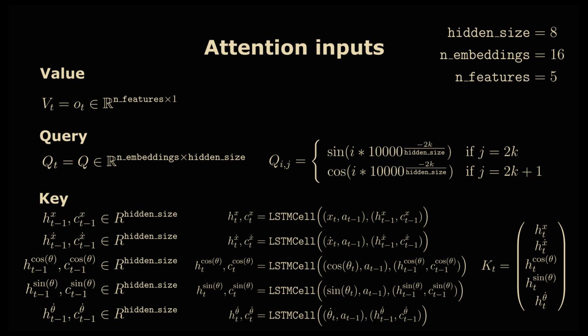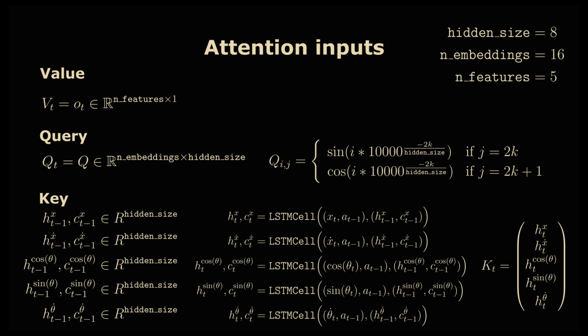Then we will have the query matrix, which is actually not going to contain any learnable parameters, and it will just be the so-called positional encoding. If you're not familiar with it, it is a way how one can encode the order information, and it is used heavily in natural language processing. The even columns are just sine functions with decreasing frequency, whereas the odd columns are cosine functions with decreasing frequency.